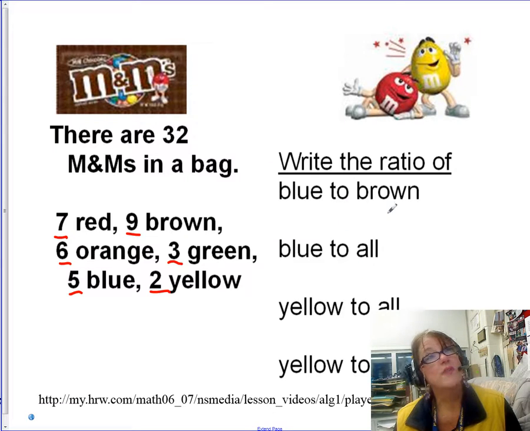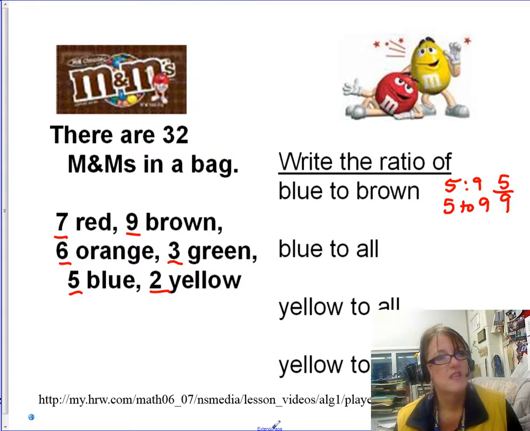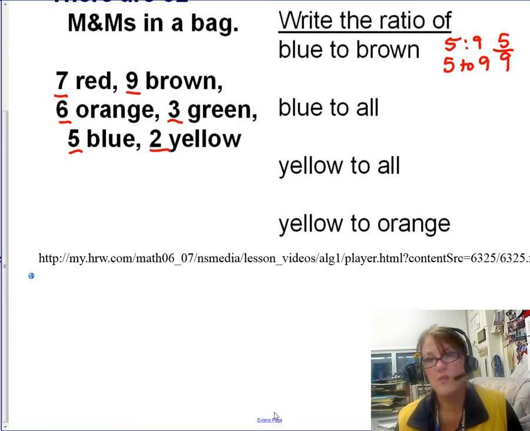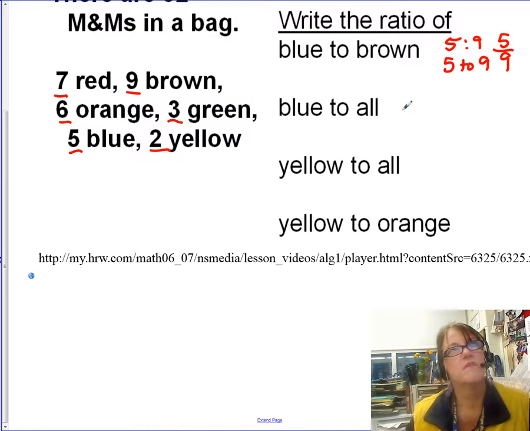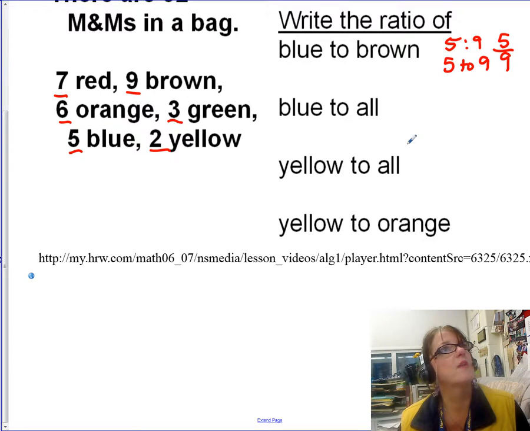So if I asked you to write the ratio of blue to brown, you'd say, well, blue, 5. So you could write it as 5:9, you could write it in words, 5 to 9, or the fraction 5/9. Sometimes they might specify exactly what format they want it written in, but otherwise you can choose which way you want to write it. Blue to all. Well, blue is 5, so you could say 5 to 32, or 5/32. Use the words.